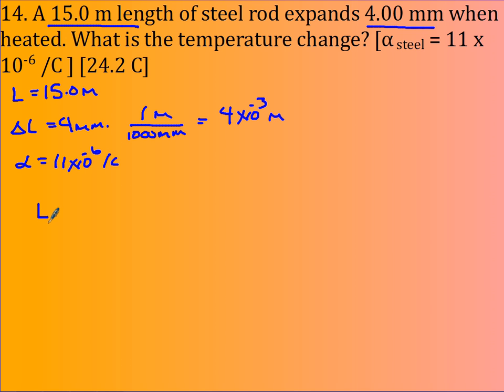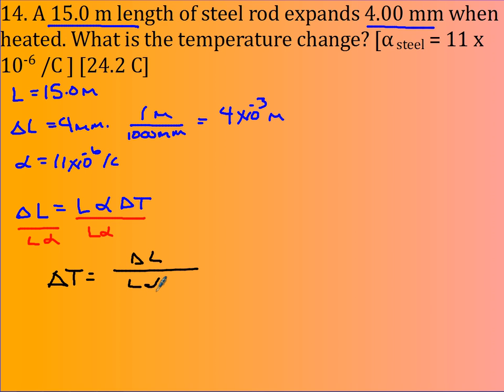So delta L is initial length, alpha, delta T. In this case, I'm looking for delta T. So I'm going to divide both sides through by L alpha. So the change in temperature is delta L divided by the original length times alpha. So the change in length is 4 times 10 to the negative 3, and I could have left this as a decimal. That would have been fine. Divided by 15 times alpha, which is 11 times 10 to the negative 6.